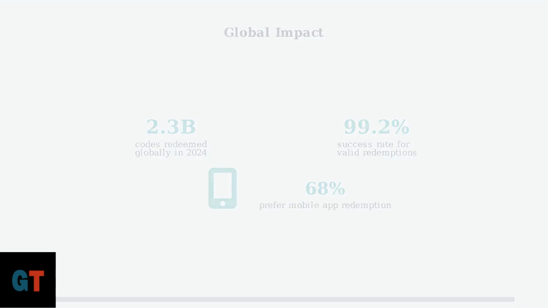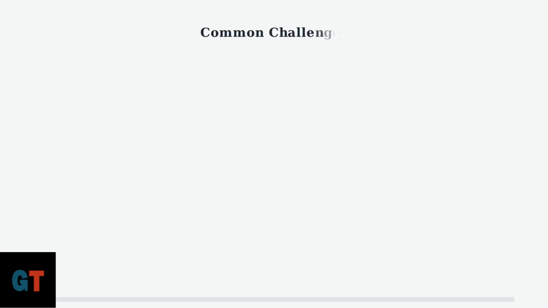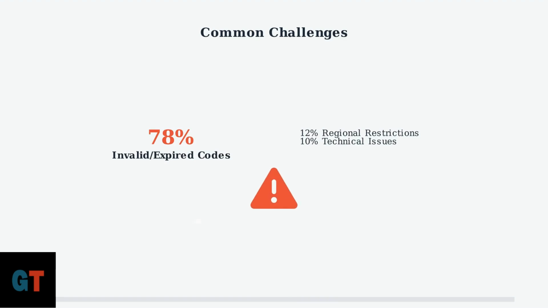In 2024, Microsoft processed 2.3 billion codes worldwide with a 99.2% success rate. User preferences show that 68% prefer mobile app redemption, reflecting the shift toward mobile-first experiences. Despite high success rates, challenges remain. The most common redemption error involves invalid or expired codes, accounting for 78% of all failures. Understanding these patterns helps Microsoft continuously improve the user experience and reduce friction points.